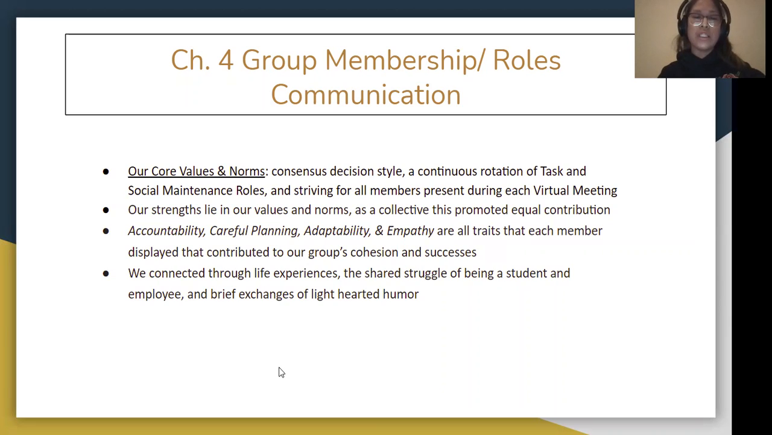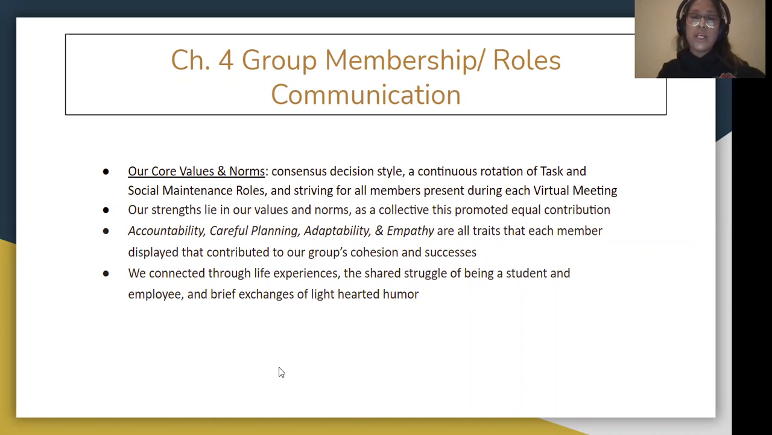We had a consensus decision style, a continuous rotation of tasks and social maintenance roles. And we strive for all members to be present during each virtual meeting. Our strengths lie in those values and norms. I believe these traits on this slide promoted equal contribution and promoted the quality of the work that was turned in as a group.